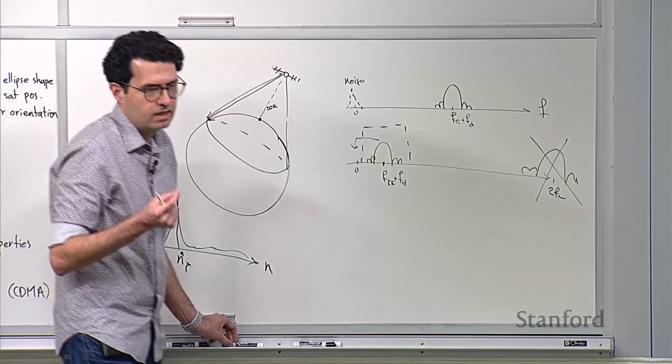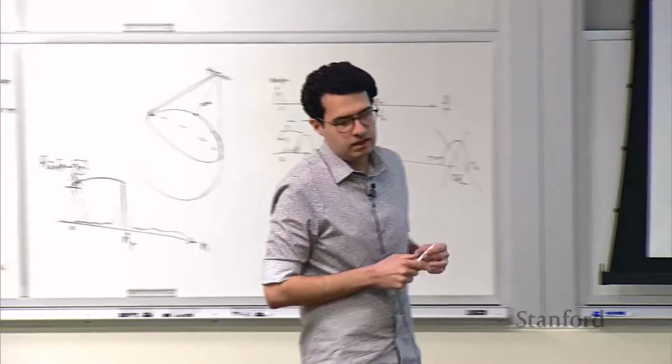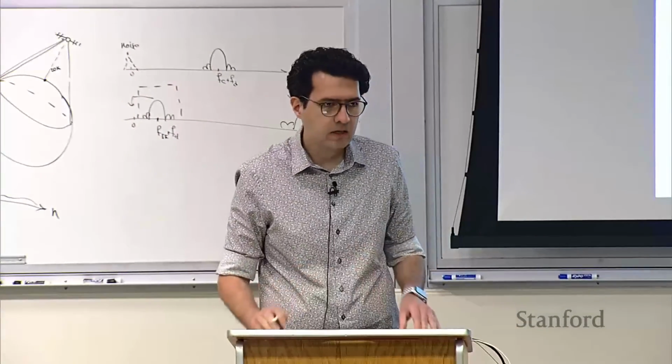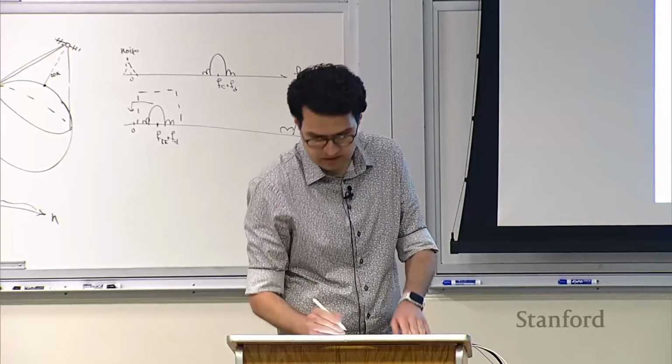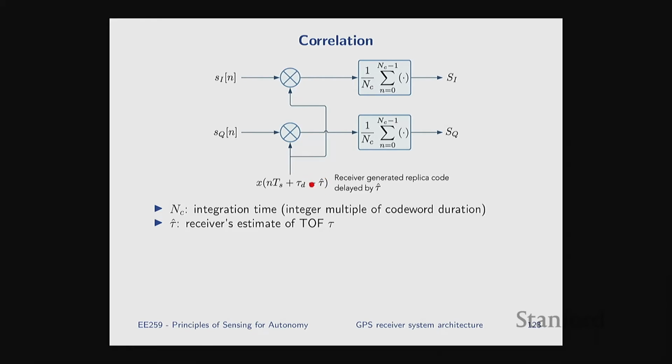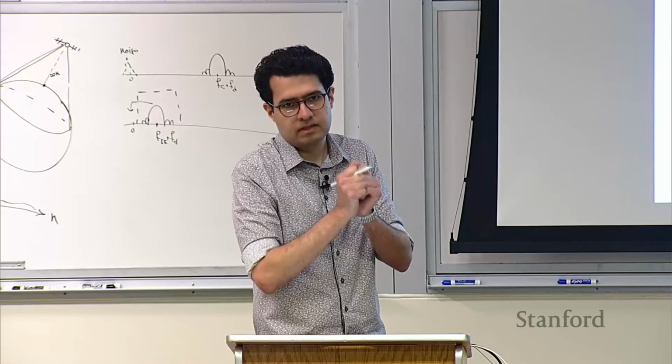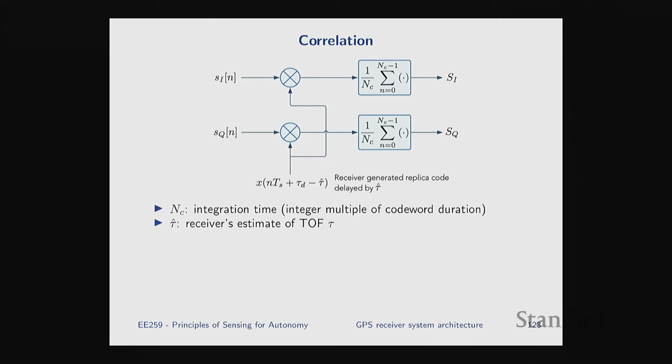It generates the shifted replica of the code, and varies the shift, varies this tau hat, until the output of the correlator at 0 is maximized. And then it's like, I found the tau hat because I perfectly aligned what I received with the shifted replica of the code, and that's my tau hat.